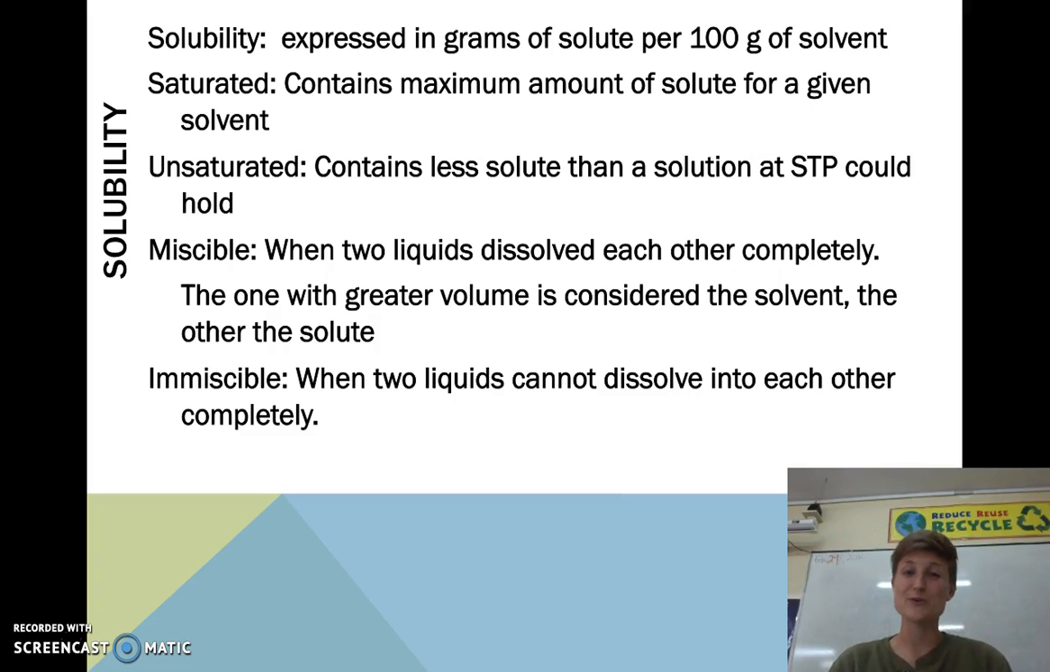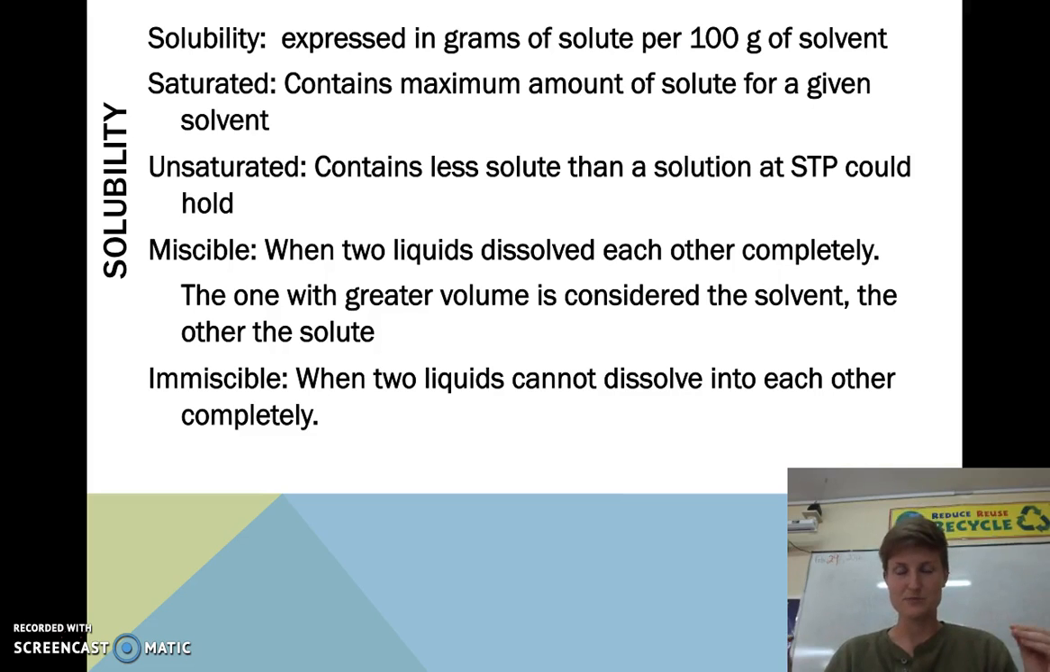Alright, so solubility now. Here are some terms we talked about in class. I think you guys understood these well, but I'll just go through them quickly, just in case. So solubility is talking about our solute becoming one with the solvent, kind of. And so it's expressed in grams of solute per 100 grams of solvent. Okay, so if I have 100 grams of water, how many grams of this solute, say salt or sugar, will dissolve in that 100 grams of water?